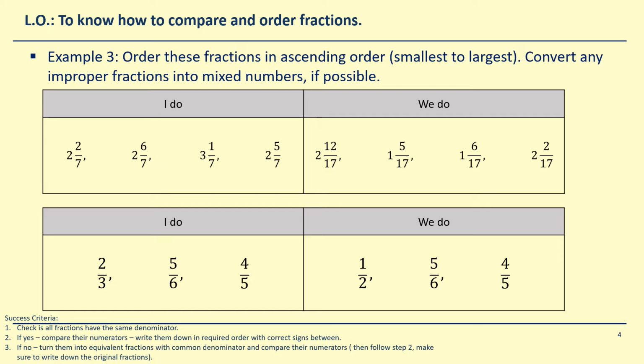Example 3. Again, check if all of them have the same denominator. Yes, they are all over 7. Now compare the numerators. Okay, so I can see straight away that 3 and 1 over 7 is the largest. So now I can compare the remaining 3. So this is 2 and 2 over 7, 2 and 6 over 7, 2 and 5 over 7. So 2 and 2 over 7 must be the smallest because it has the smallest numerator.